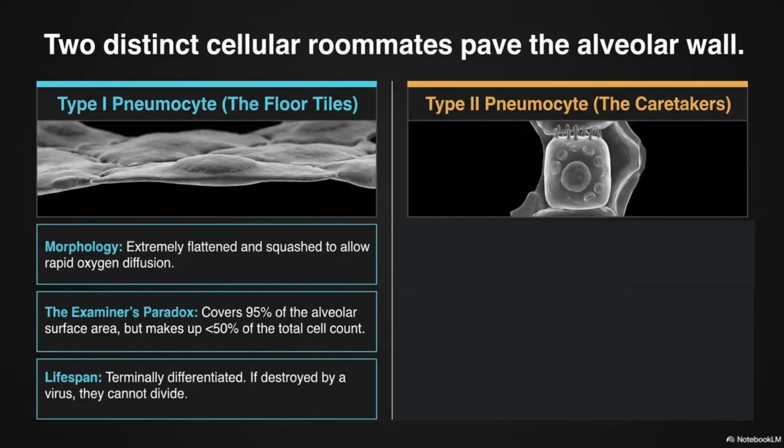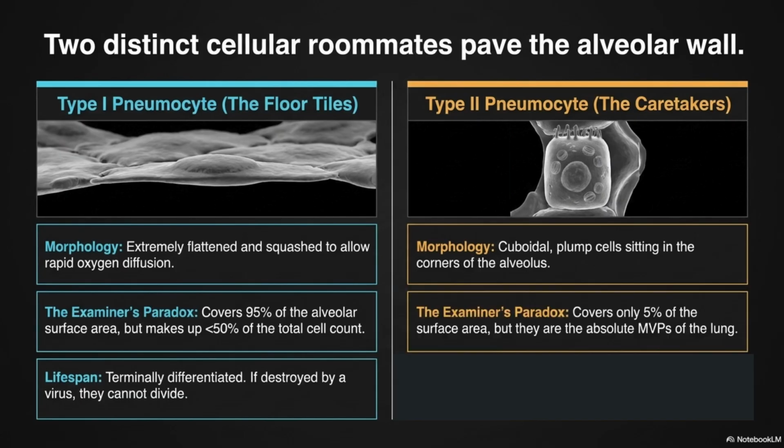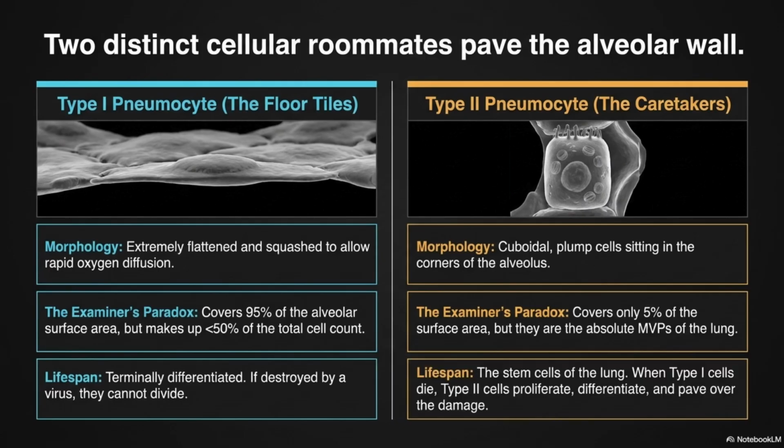Then we have their roommate, the type 2 pneumocyte, or the caretakers. Their morphology is completely different. They are cuboidal, plump cells sitting in the corners of the alveolus. Their examiner's paradox? They cover only 5% of the surface area, but they are the absolute MVPs of the lung. Why? Because of their lifespan abilities. They are the stem cells of the lung. When type 1 cells die, it is the type 2 cells that proliferate, differentiate, and pave over the damage.